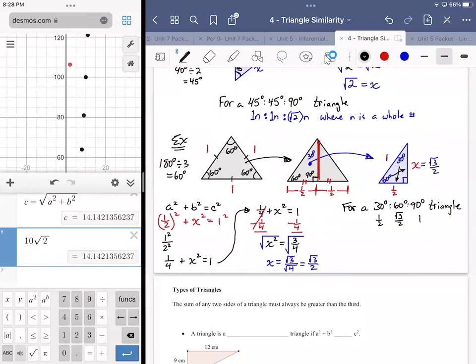But I also want to allow for it to be multiples of those ratios. All right, so I slap on an n: 1/2 n, rad 3 over 2 n, and 1n. And again, where n is a whole number.